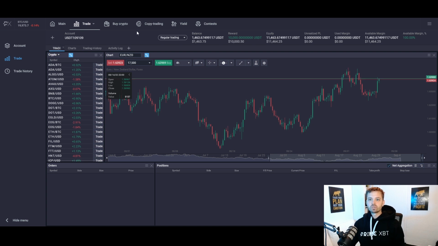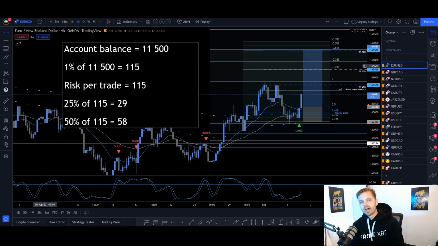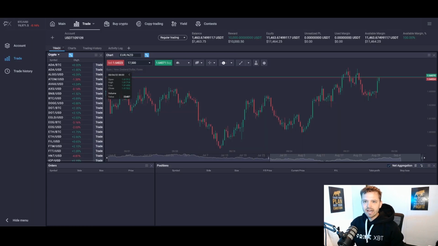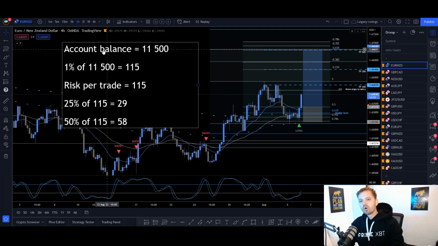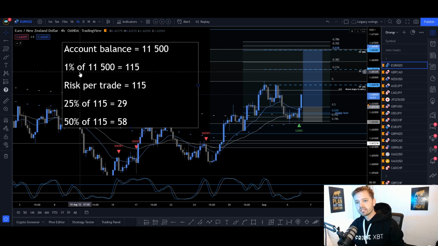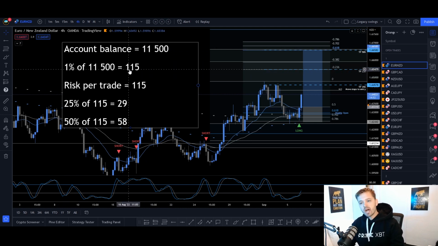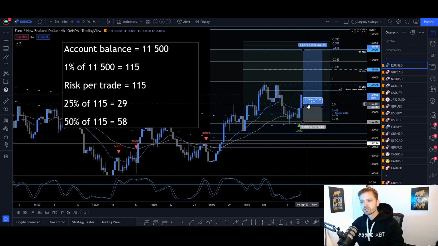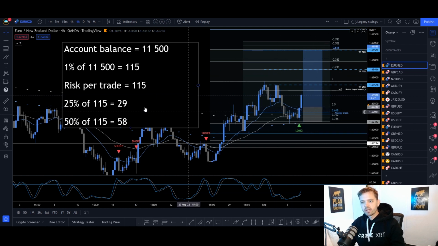the risk per trade. So if you've been following me for a while, you know that I risk 1% on all my trades. And here's the fun part, math, risk management. Very important, maybe not that fun, but very important. All right, so what is the account balance in the PrimeXBT account? It's 11.5k USD. So what we do here is we have account balance 11.5k. Now 1% of the account balance is $115, right?